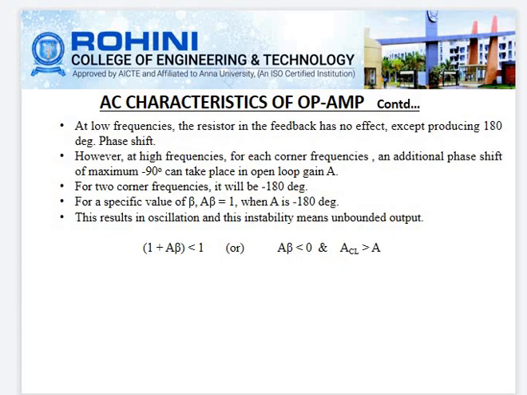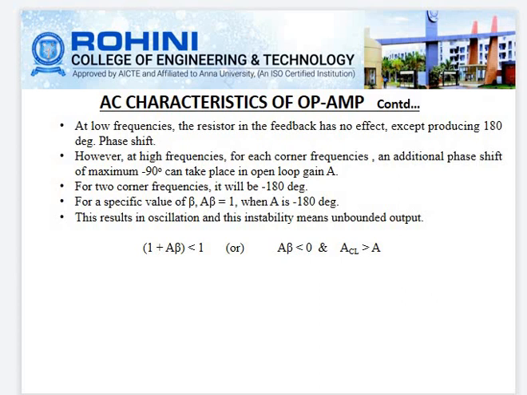At low frequency, the resistor in the feedback has no effect except producing 180-degree phase shift. However, at high frequency, for each corner frequency, an additional phase shift of maximum minus 90 degree can take place in open loop gain A. For two corner frequencies, it will be minus 180 degree. For a specific value of beta, A beta equal to 1 when the phase of A is minus 180 degree. This results in oscillation, and this instability means unbounded output.